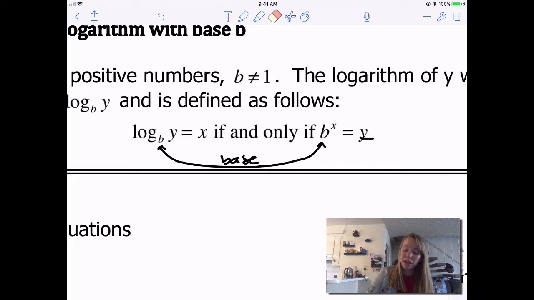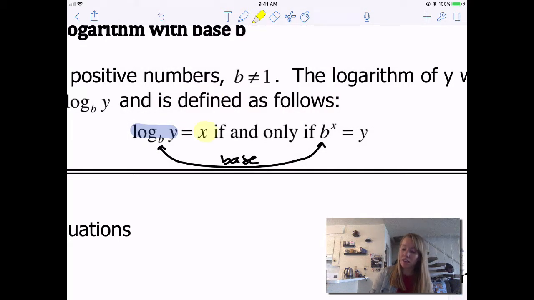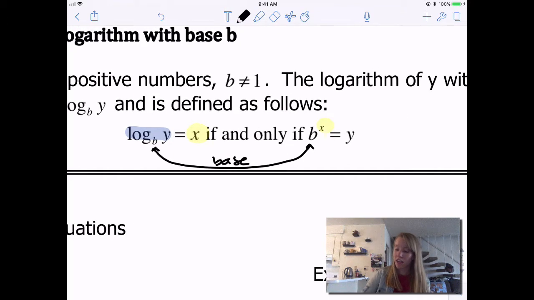And then here's the major thing for today. Our logs are going to equal our exponents. So this x is the same as our exponent. So I'm going to say this over and over today. Logs equal exponents.